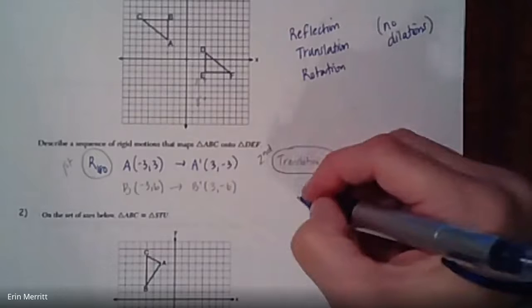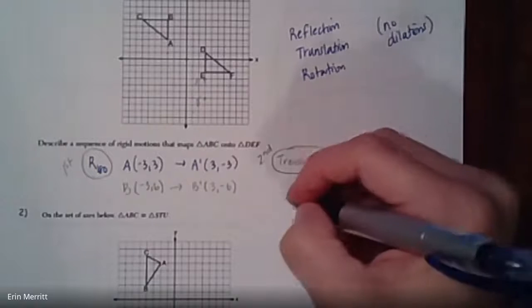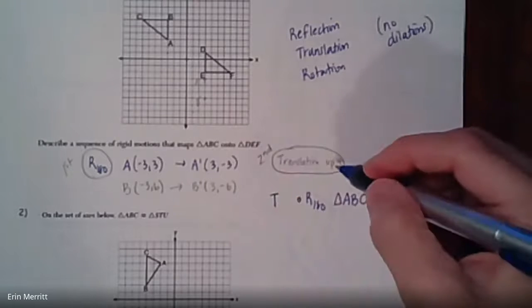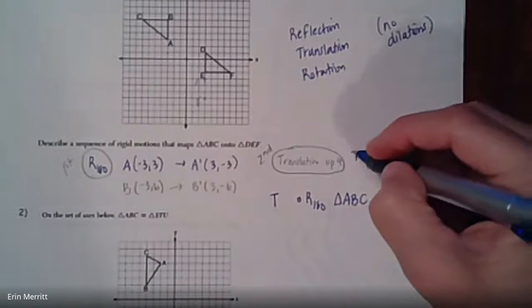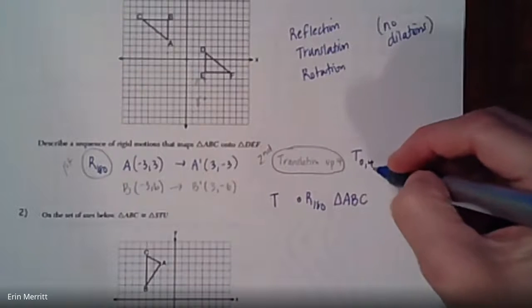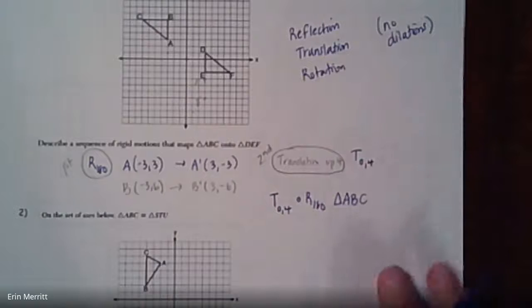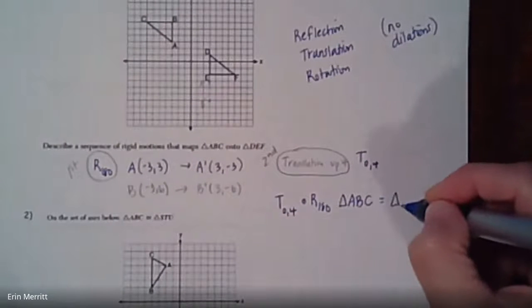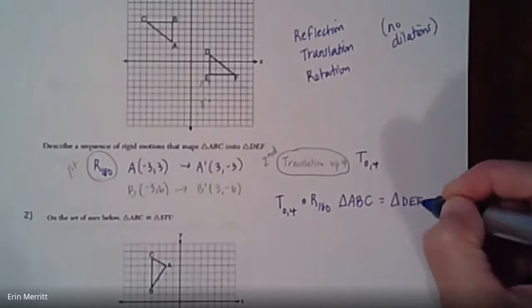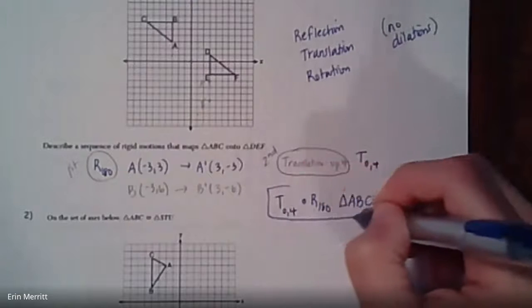Then we would translate it. So then I work backwards. Then it's a translation to make it go up 4. You got to think, X doesn't change, but Y would go up 4. So it'd be 0, 4. That should equal triangle DEF. All right.